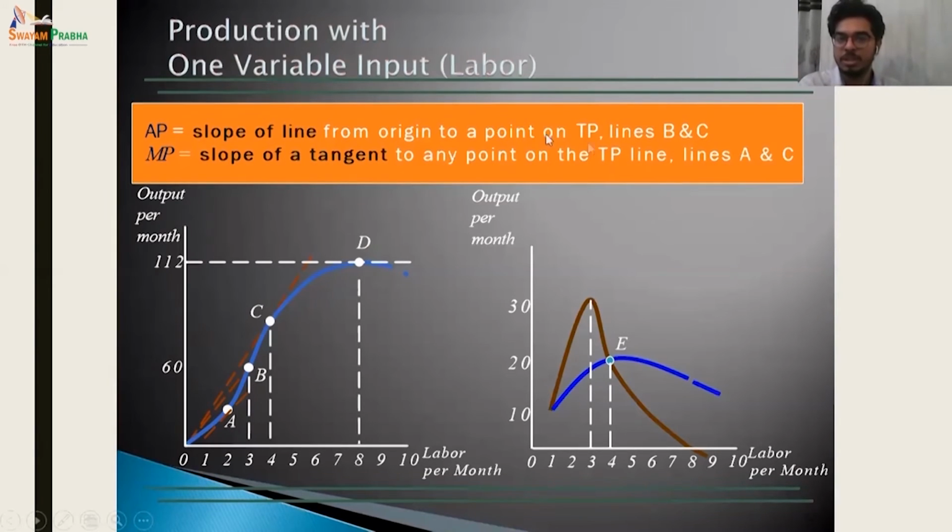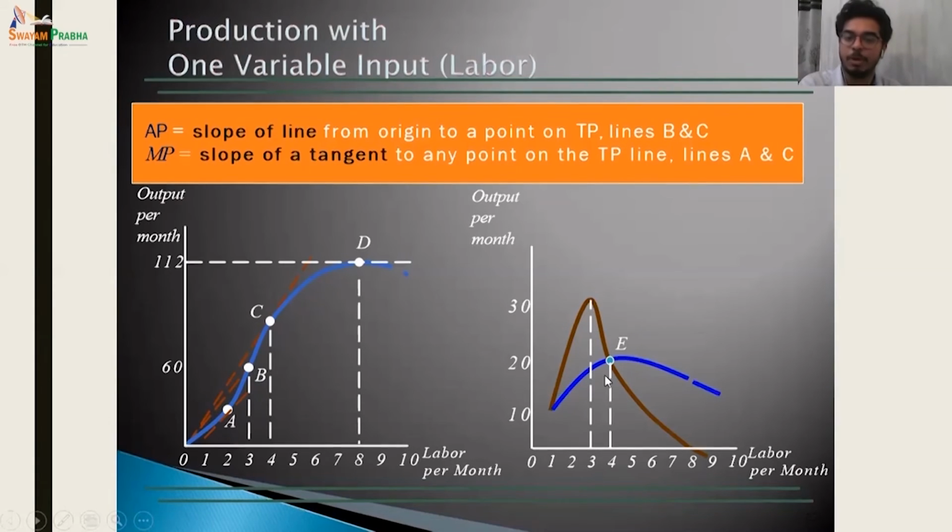All right, so whatever we have explained: AP equals the slope of the line from the origin, that is B and C. This is slope B, and slope C is the average product, and slope C is the tangent as well as slope A is the tangent, and these are the marginal product. Yes, just bringing everything together. And on point 4, the slope of the tangent and the slope of the line connecting the origin and the point on the total product are the same, and hence on point 4, marginal product is equal to average product.